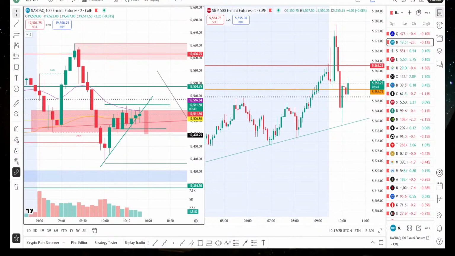It's getting very choppy in here. Wait for that close below this. No shorts.